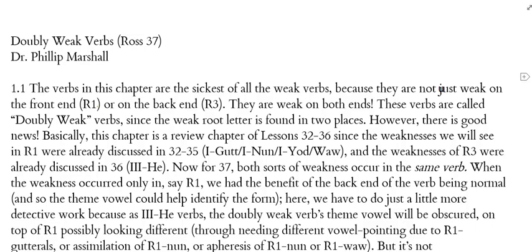Root 1 will possibly look different through a difference in vowel pointing due to a guttural needing a compound shva, or we might have assimilation of root 1 if it's a 1 noon verb, or aphaeresis could happen, situations with certain 1 noon verbs that are originally 1 vav verbs. Okay? So there are issues here that need to be dealt with and thought through, but the good news here is that it is not an insurmountable task.